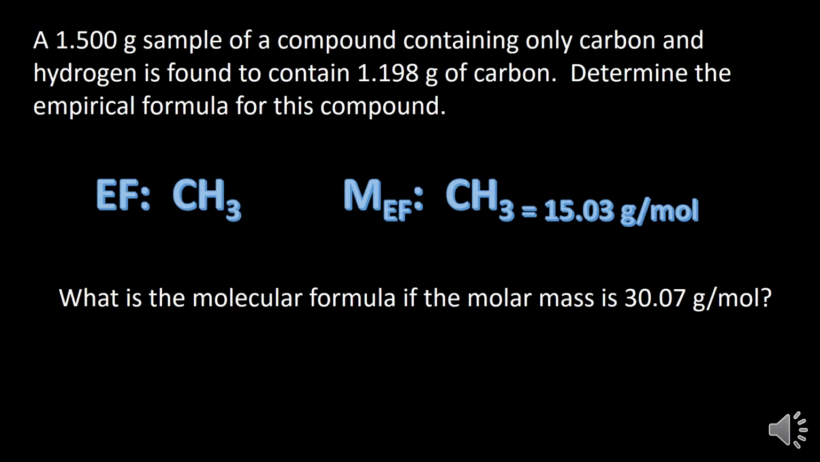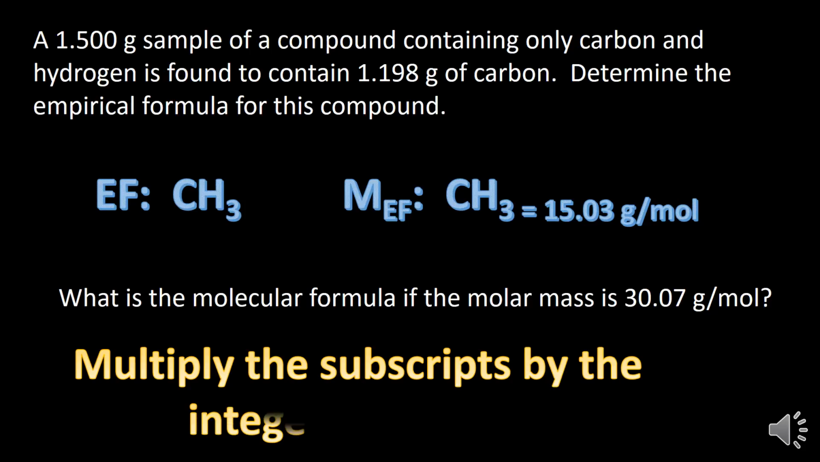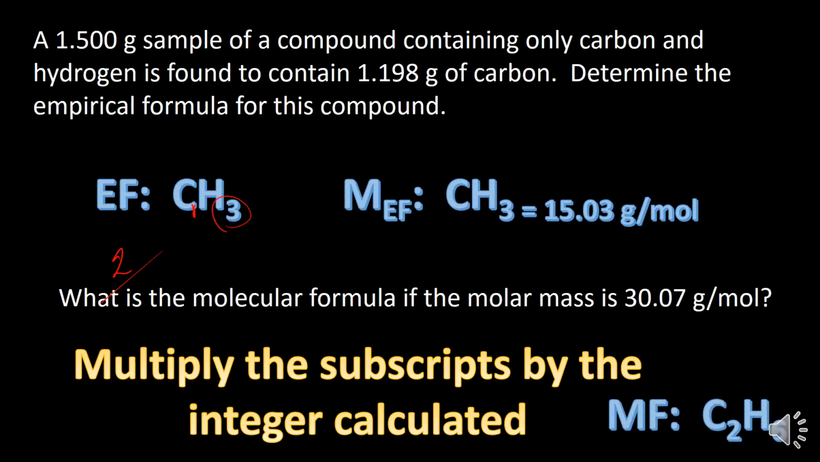The final and last step is to multiply the subscripts of the empirical formula by that integer you calculated. So I'm going to look at this empirical formula, and that integer was a 2. So I'm going to multiply this 1 by 2, this 3 by 2, and I end up with the molecular formula, which, by the way, is ethane.